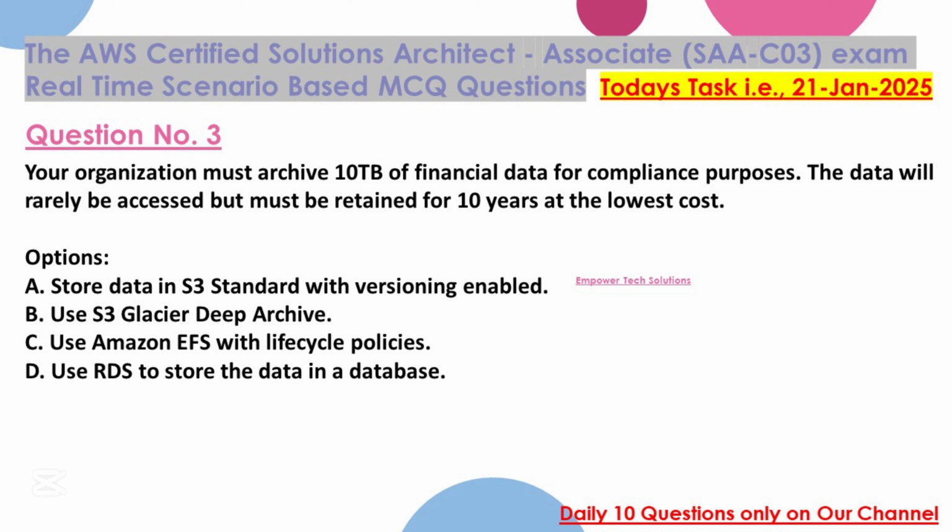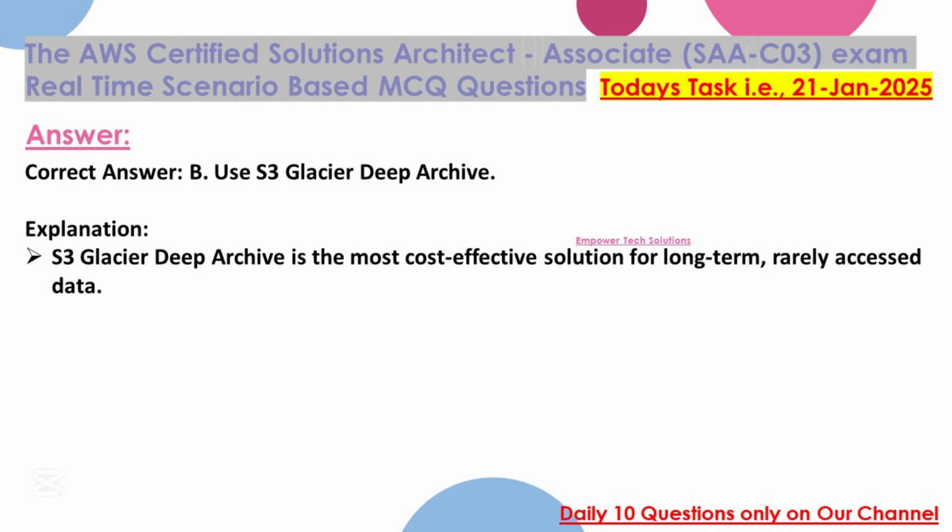C. Use Amazon EFS with lifecycle policies. D. Use RDS to store the data in a database. Correct answer: B. Use S3 Glacier Deep Archive. Explanation: S3 Glacier Deep Archive is the most cost-effective solution for long-term, rarely accessed data.